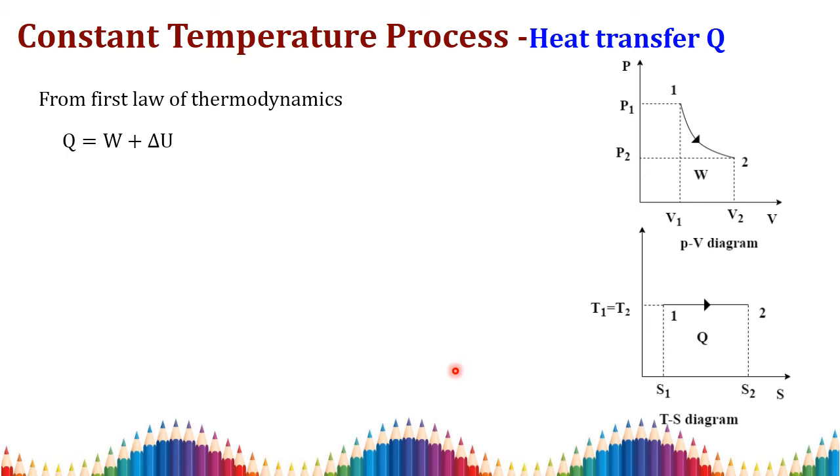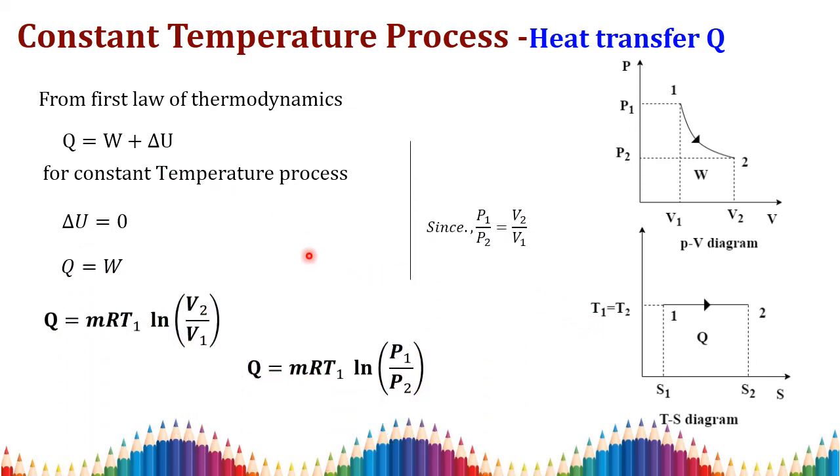Next one is heat transfer. From the first law of thermodynamics, we know that Q is equal to W plus delta U. For a constant temperature process, the temperature T1 is equal to T2, so as in the previous slide, delta U, the internal energy change, is 0. So we can apply this equation, Q is equal to W plus 0. Then heat transfer is equal to work done. What is the work done? We can find it in the previous slide. So Q is equal to MRT1 into ln of V2 by V1. I already explained that this volume ratio can be written as a pressure ratio by using the PVT relation. So Q is equal to MRT1 into ln of P1 by P2.